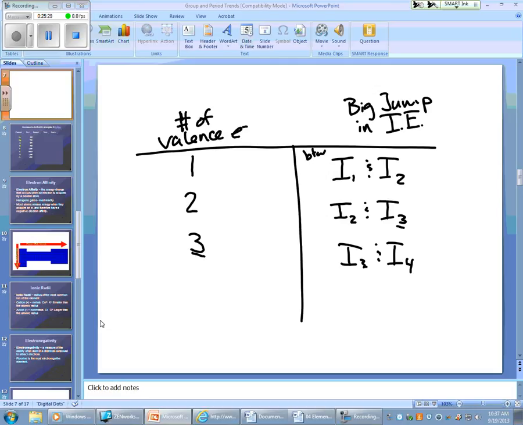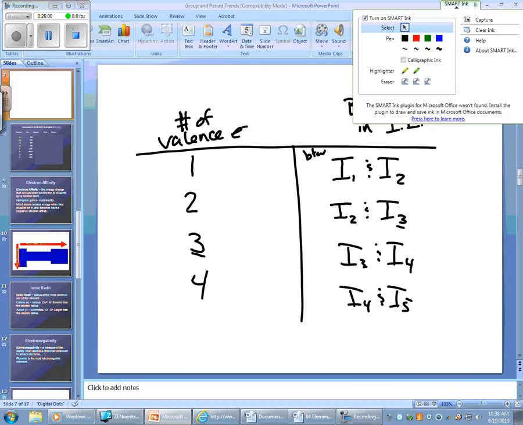Okay, and group 14, which has 4 valence electrons, is going to have a big jump in ionization energy between I4 and I5. All right, does that make sense? Okay, this is, like I said, an honors level topic, and you are going to have to explain this to me on the test, so make sure that you can. I'm going to show this to you with numbers as well. Let's clear that.